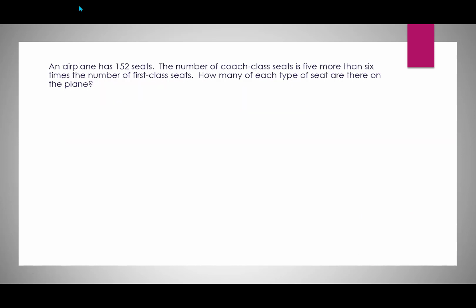An airplane has 152 seats. The number of coach class seats is 5 more than 6 times the number of first class seats. How many of each type of seat are there on the plane? Well, our first step is to familiarize ourselves with this situation and choose a variable for our unknowns. We've got 2 unknowns because we're writing equations with 2 variables. I think each type of seat is what we're trying to find, how many of each type of seat. So we've got coach class seats and first class seats.